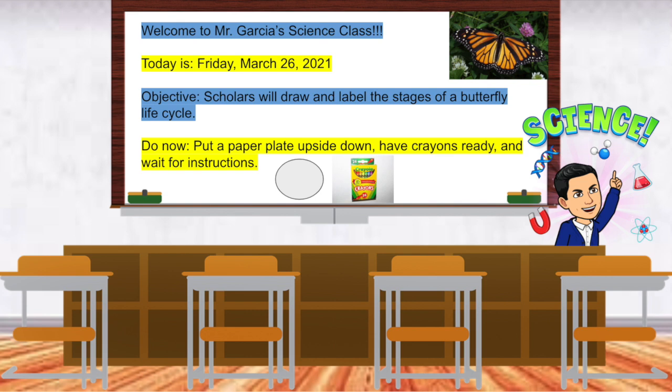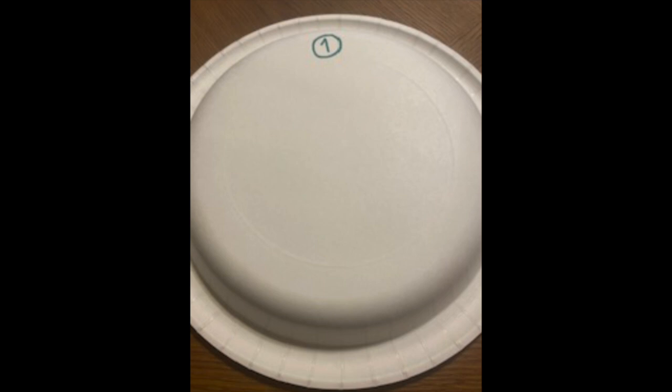Do now, put a paper plate upside down in front of you so the white part is showing. Have crayons ready, and wait for instructions. This is the way your paper plate should look in front of you. We are about to draw a diagram of a life cycle for a butterfly. Here we go. At the top of the plate, write number 1 and circle it, just like this.